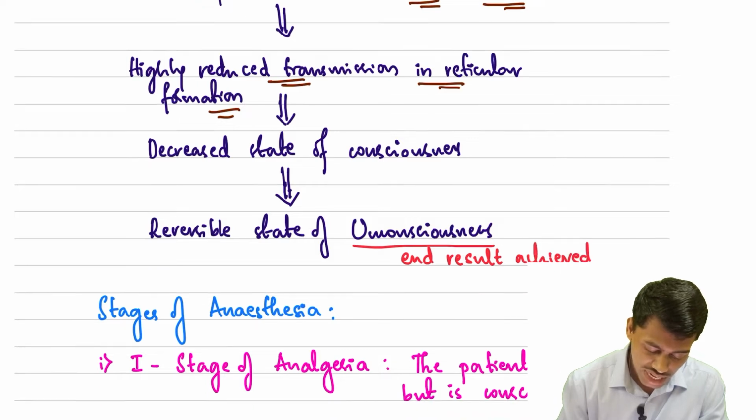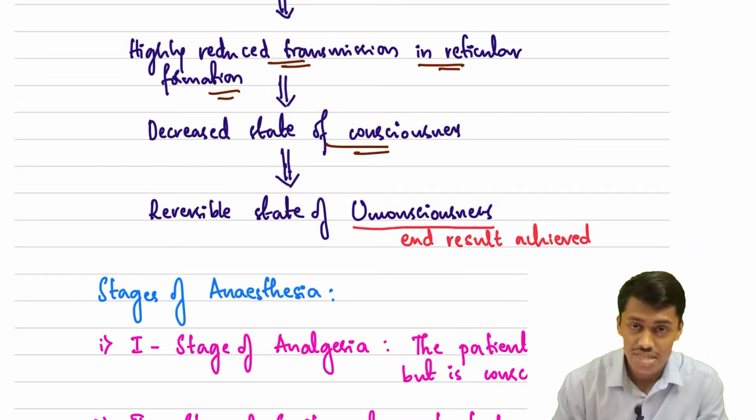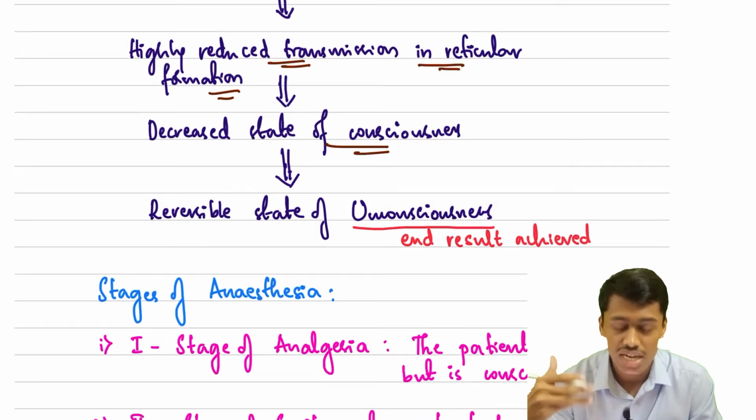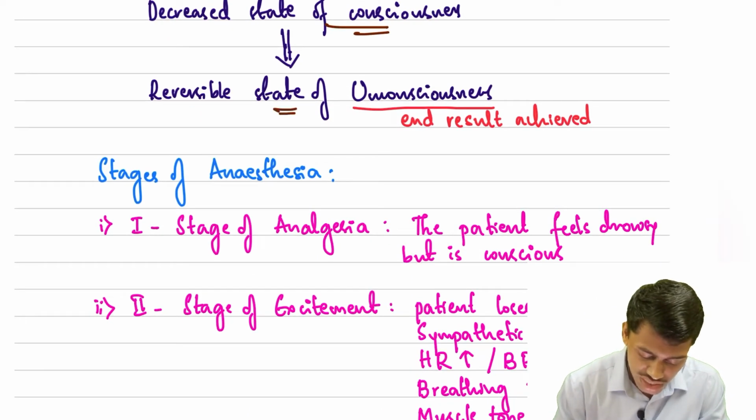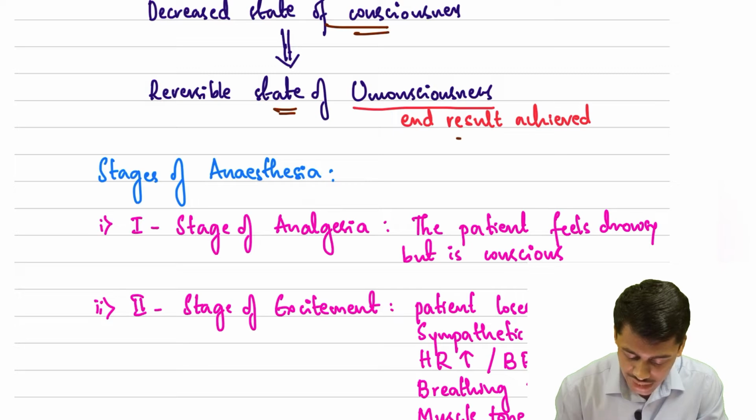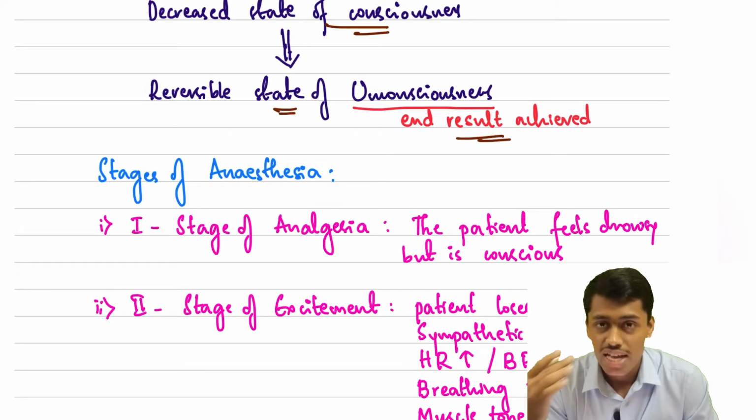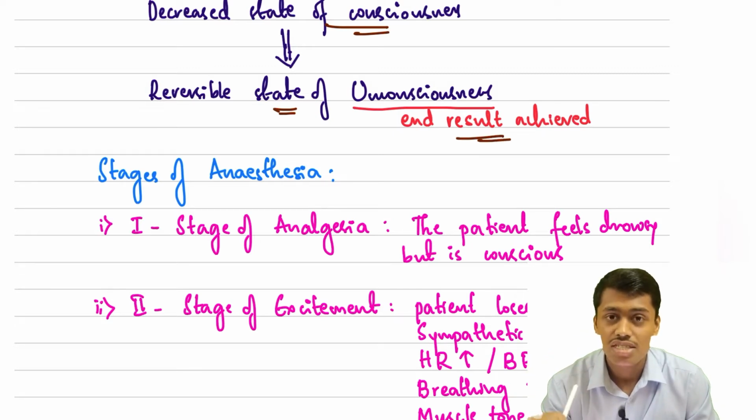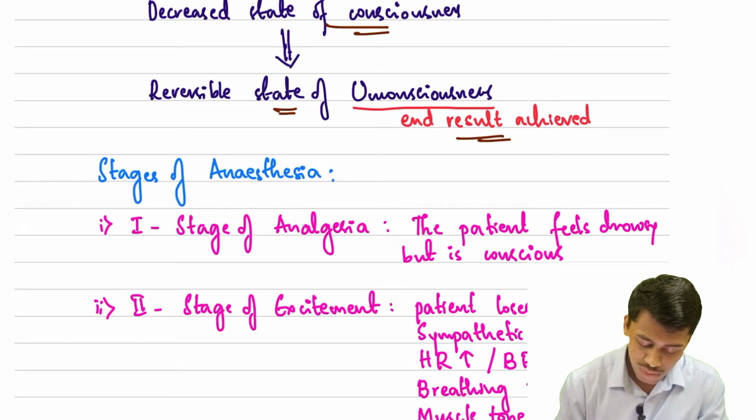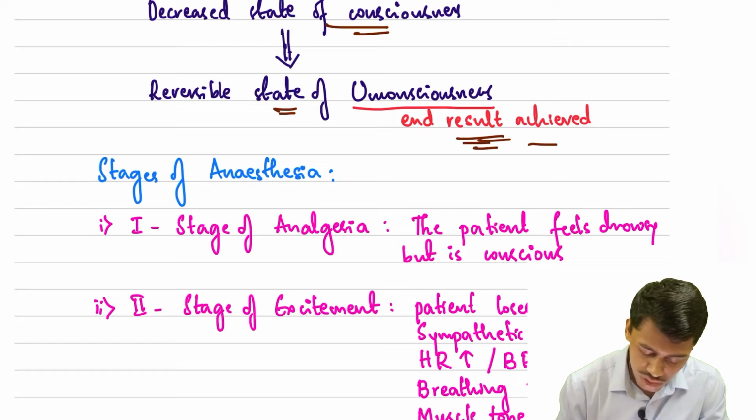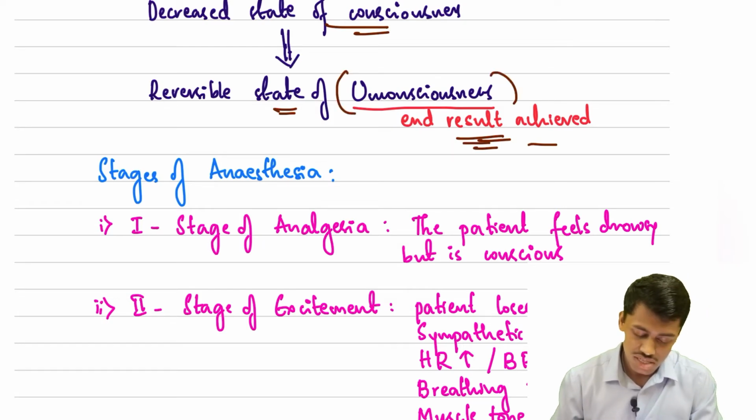So what happens after that? There is a decreased state of consciousness. Slowly the person starts losing consciousness, and finally the patient will enter into a state of unconsciousness till the end result is achieved. As long as we are giving the general anesthetics, the patient will be unconscious, and slowly when we remove all of this, the patient will come back to normal. As long as the end result is needed, we'll keep the patient in a state of unconsciousness.